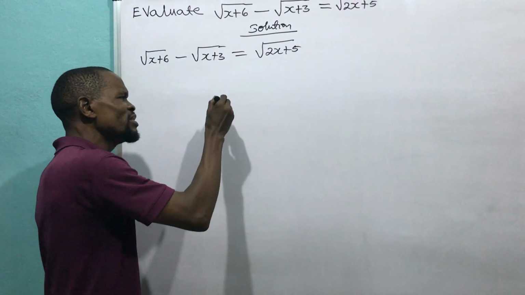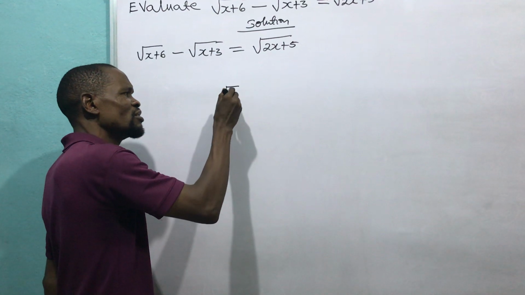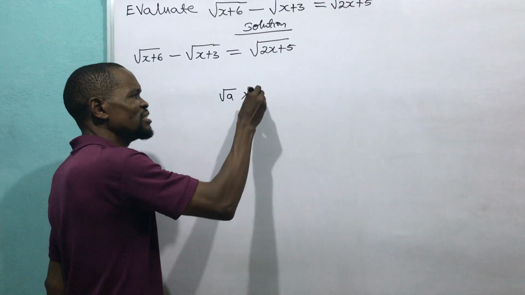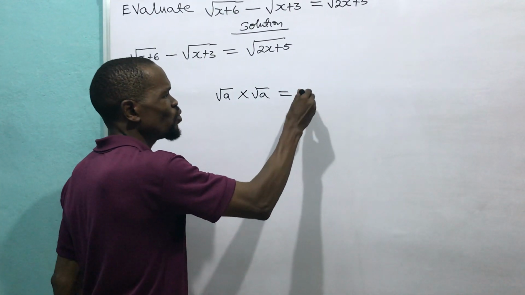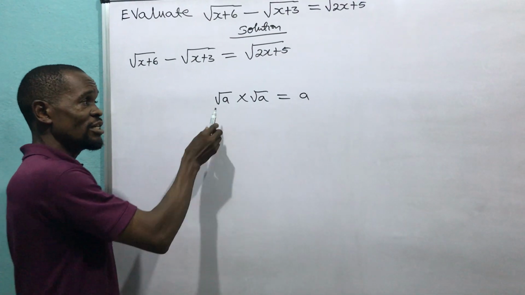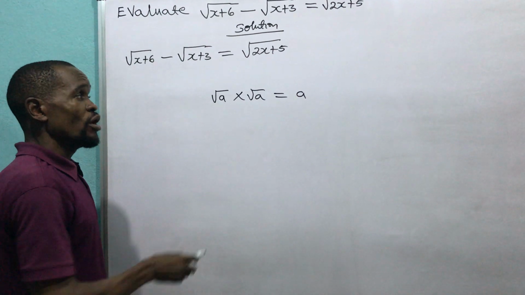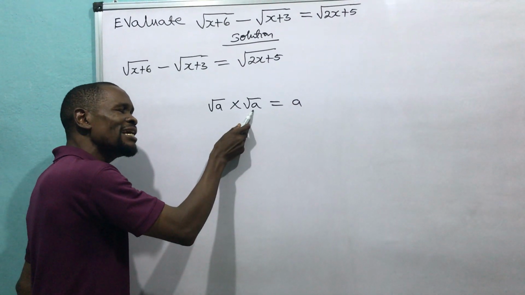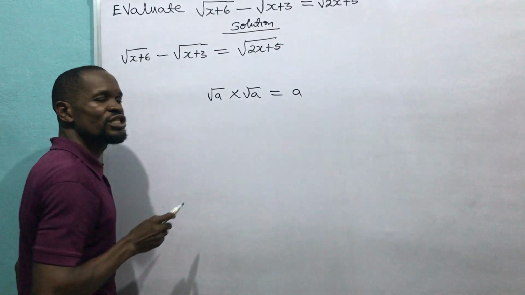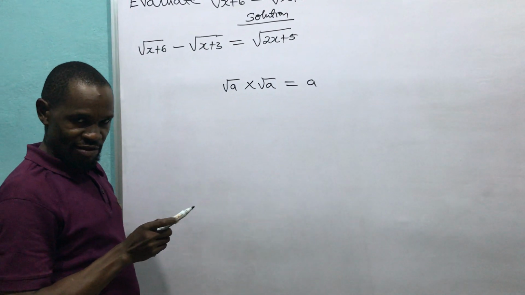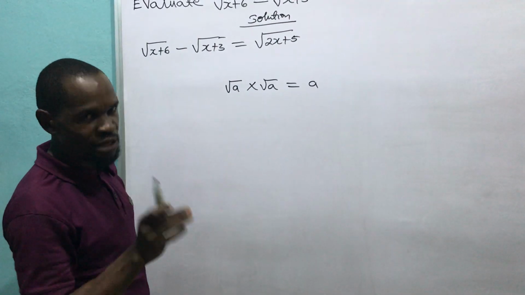In the surdic law, we said that similar surds, root A times root A, will give me what is inside the root. If a similar surd multiplies itself, it will give me what is inside it. Two similar surds, not more than two.